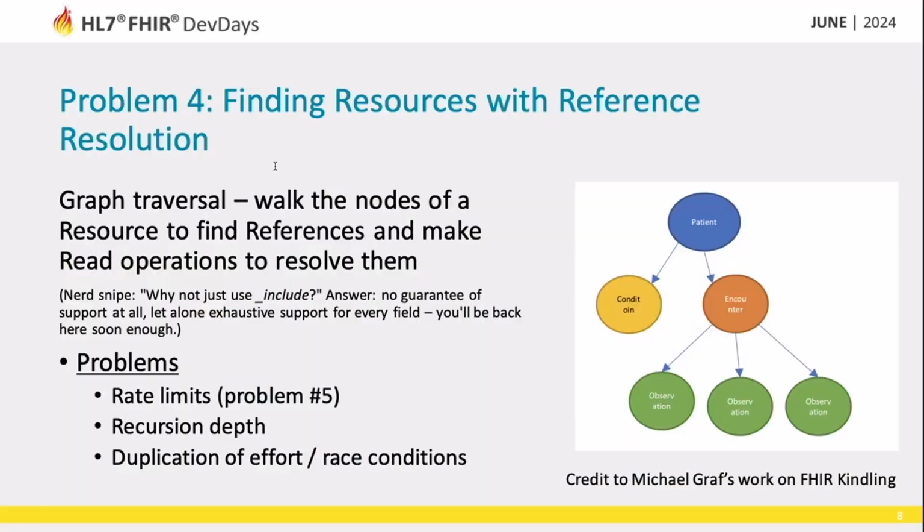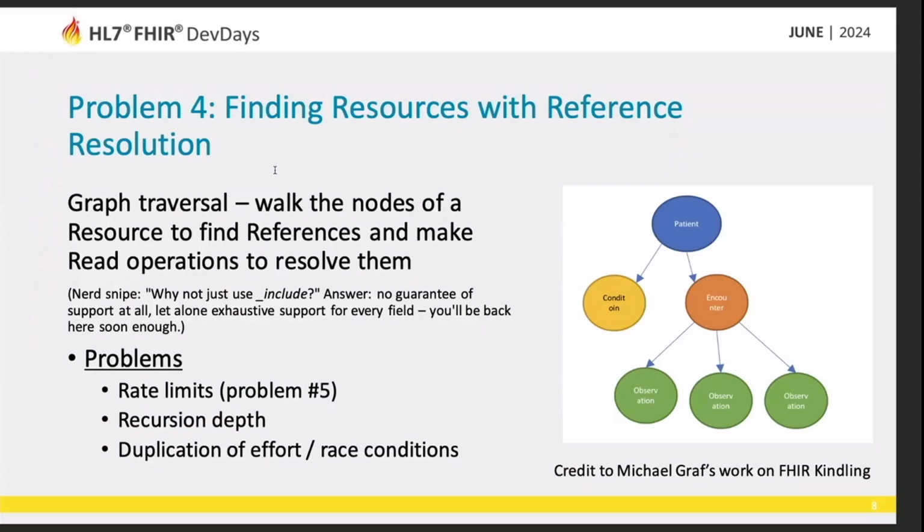So this is pretty straightforward graph traversal. So we're going to walk the nodes of all of the resources, find the references, make read operations. But we also need to keep track of which read operations for which resources we have made. And if we're doing individual searches, those searches may actually be returning to us the resources that we're attempting to resolve. A bunch of problems with reference resolution.